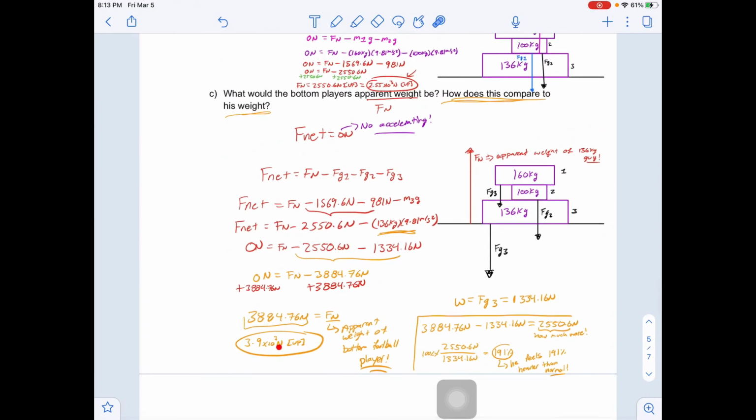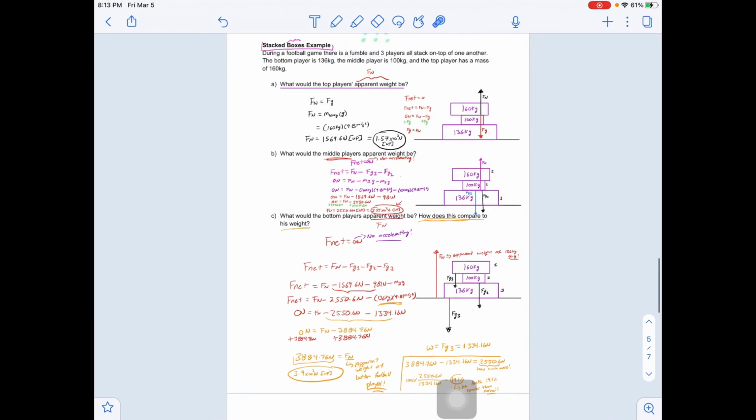So his apparent weight is found here. And now we can see how to find a bunch of different apparent weights with objects stacked one on top of each other.